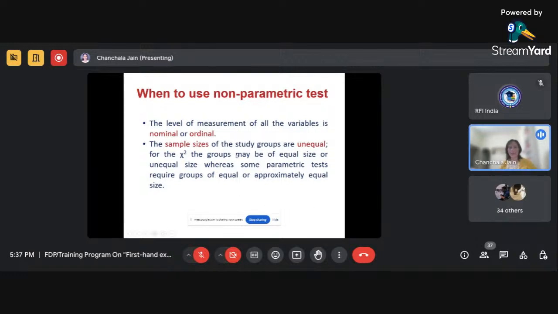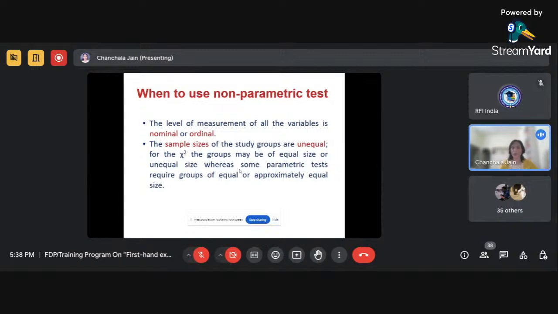I think point number 1 I have discussed. The second point says the sample sizes of the study groups are unequal. For chi-square, the groups may be of equal or unequal sizes, whereas some parametric tests require groups of equal or approximately equal size. So here, firstly, non-parametric tests focus on categorical data. Second, non-parametric tests are not bothered about the normal distribution of the data.